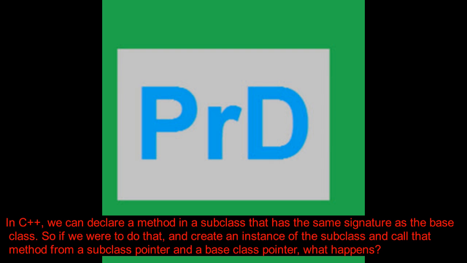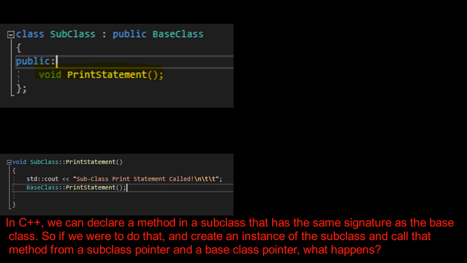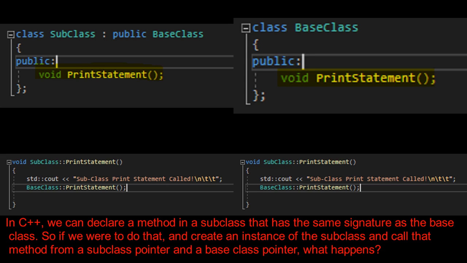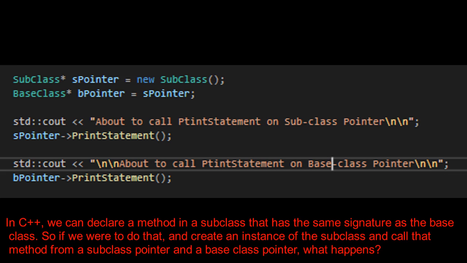In C++, we can declare a method in a subclass that has the same signature as the base class. So if we were to do that and create an instance of the subclass and call that method from a subclass pointer and a base class pointer, what happens?